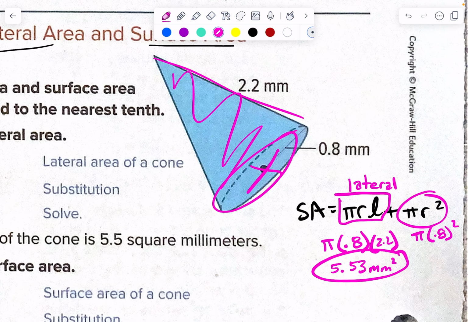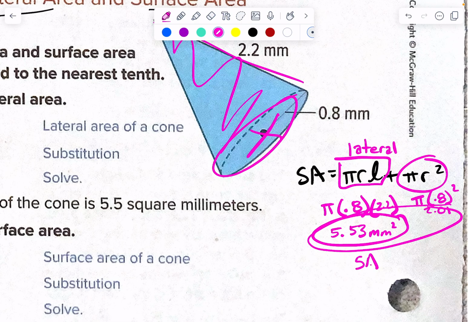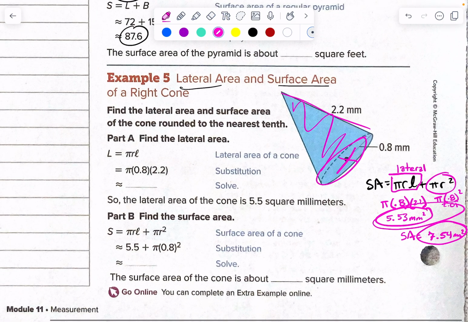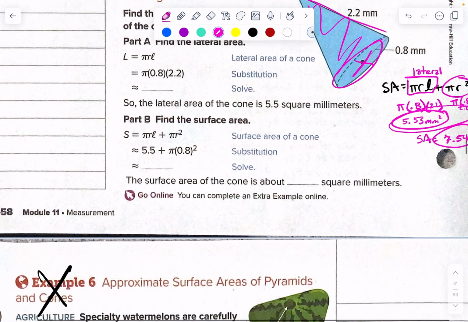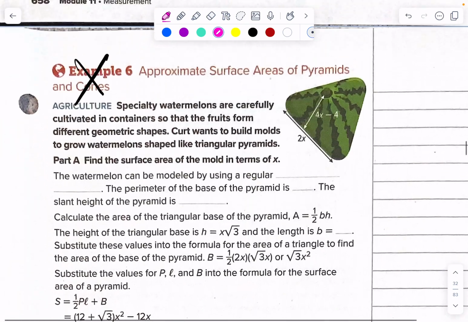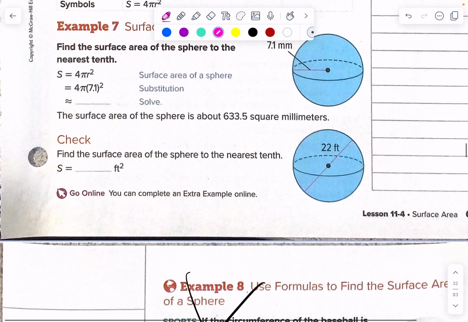But then in addition to that, pi times 0.8 squared. So I'm going to do 0.8 squared times pi, and I get 2.01 for this, and if I add those together, my total surface area is going to be 7.54 millimeters squared, full surface area. So lateral is around it, surface area is the total. I think we've got one more, maybe. We skip example 6. Let's just do example 7, and then we're done.